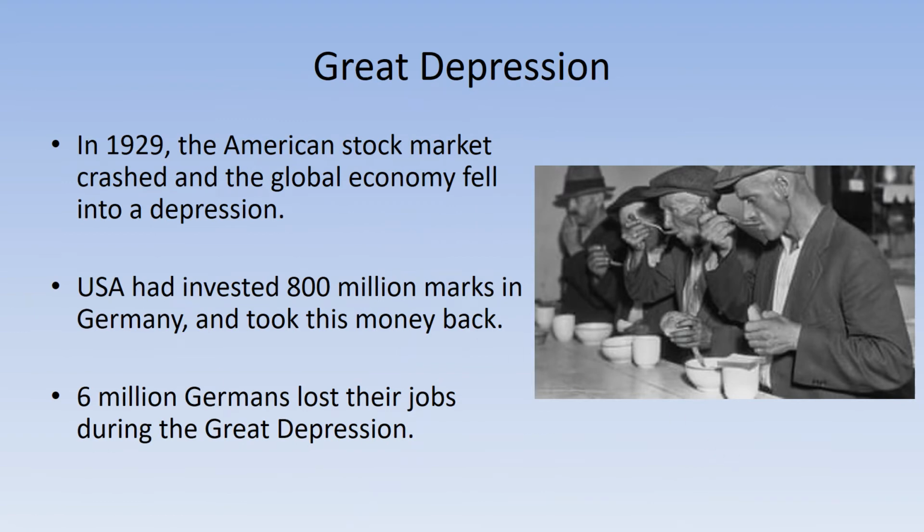The Great Depression. In 1929, the American stock market crashed and the global economy fell into a depression. Before 1929, the USA had invested over 800 million gold marks, which was the currency that Germans were using at the time, into the German economy. And the USA promptly took that back after the Depression happened. This meant 6 million Germans had lost their job. That's roughly 10% of the entire population within the country.